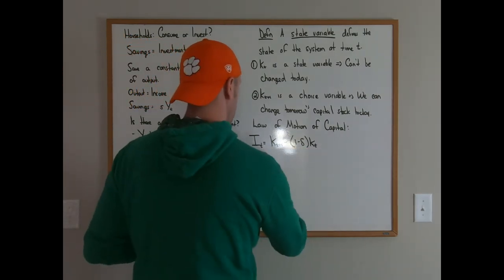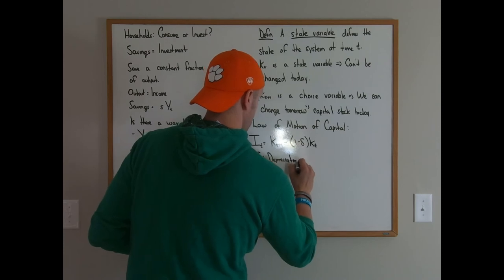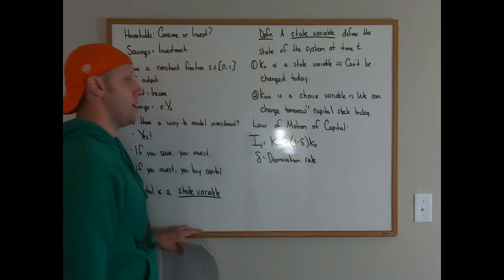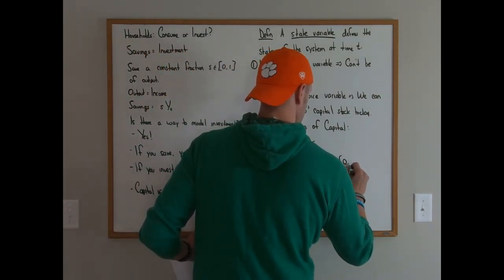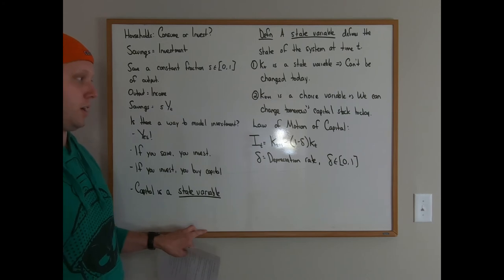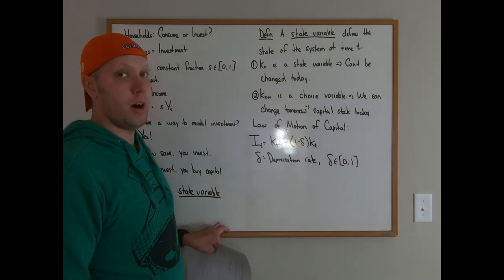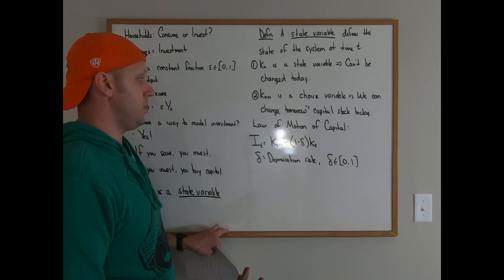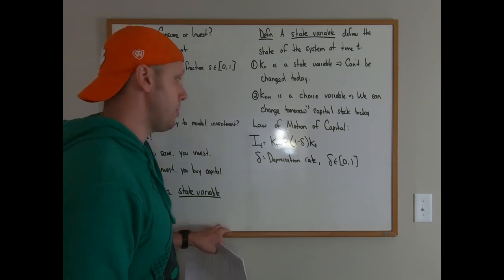So what's 1 minus delta? Well, let's talk about what delta is first. Delta is the depreciation rate of capital. Delta is within the closed 0-1 interval. So since it's the depreciation rate, if delta is 0, there's no depreciation. If delta is 0.5, half of your capital stock every period falls apart and needs to be replaced. If delta is equal to 1, that's kind of the worst of all scenarios, where all of your capital stock is falling apart every single period.